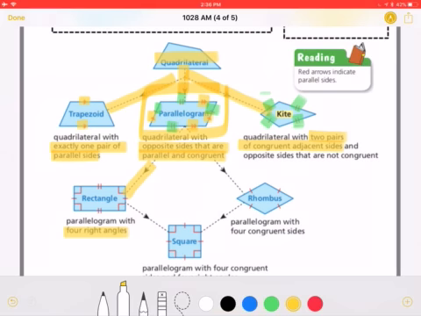Another type of parallelogram is a rhombus. A rhombus is a parallelogram, but now there are 4 congruent sides. If all 4 sides are congruent, we call that a rhombus.